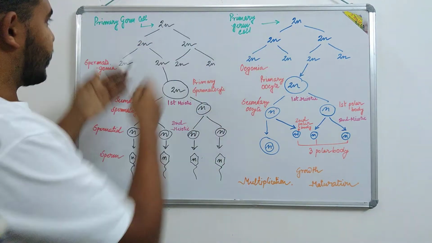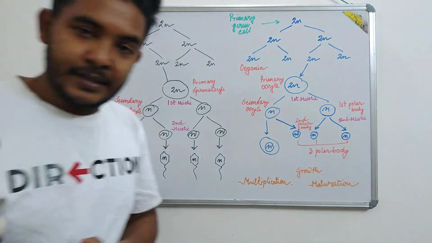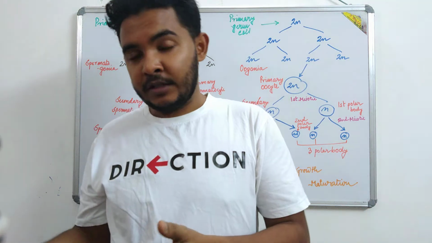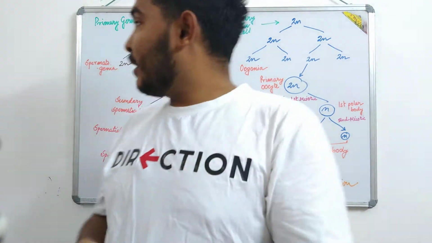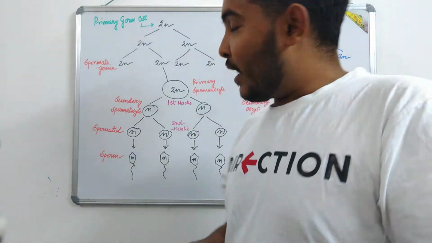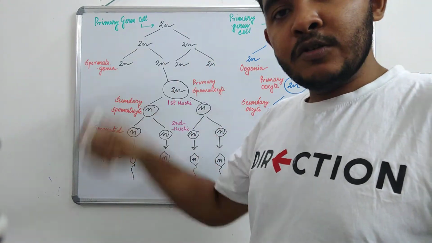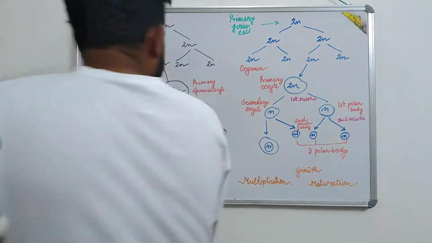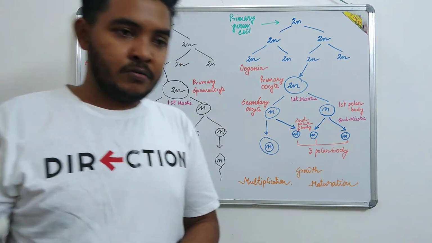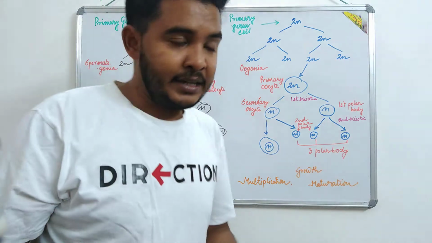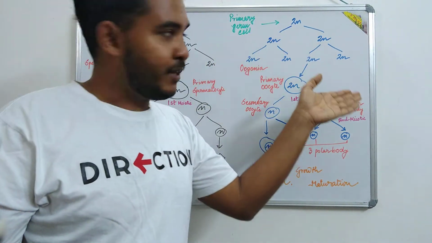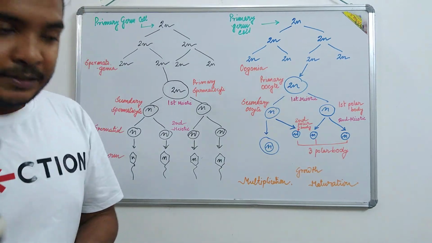So 2n and 2n, these are primary germ cells. In the inner lining of the testis of the male human being, there are some epithelial cells, and their chromosome number is 2n. Same in the case of female, there are some primary germ cells, or very young oocytes. We call them primary germ cells.